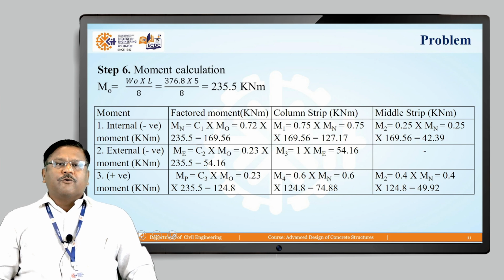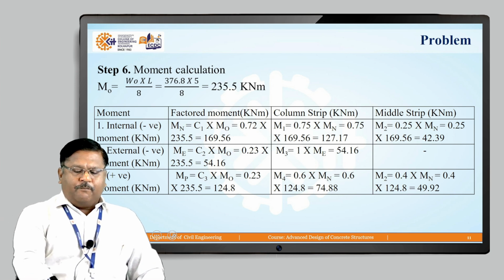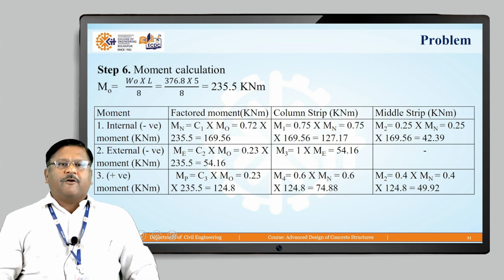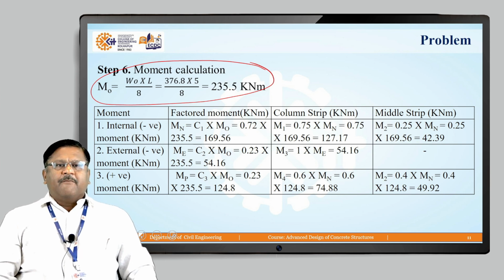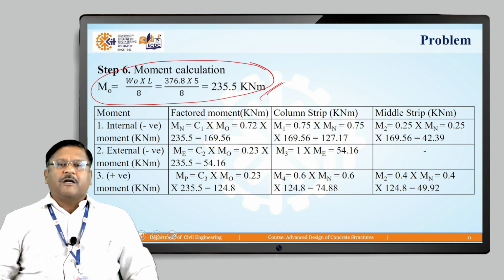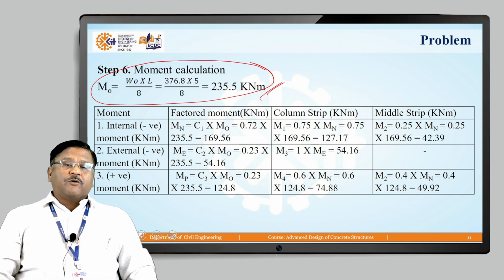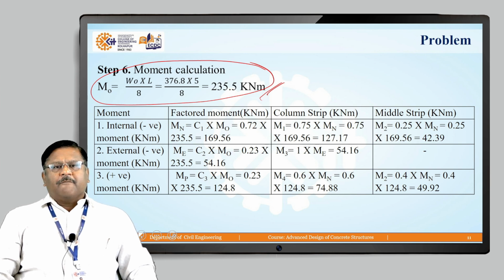Next, how to distribute the moments into column strips and middle strip. See the table, or first of all calculate the total moment on the external panel. Total moment on the external panel, that is M naught, is equal to total load on the flat slab multiplied by span of the flat slab divided by 8. So what we get? We get total moment is 235.5 kilonewton meter. This is the total moment acting on the external panel.